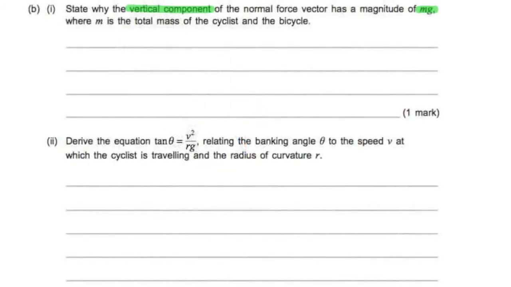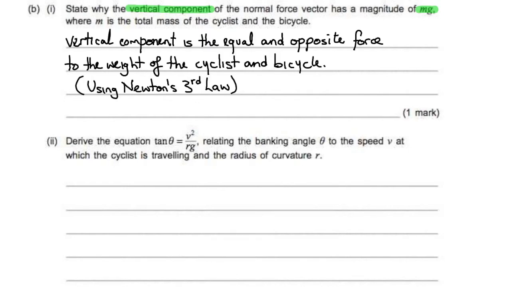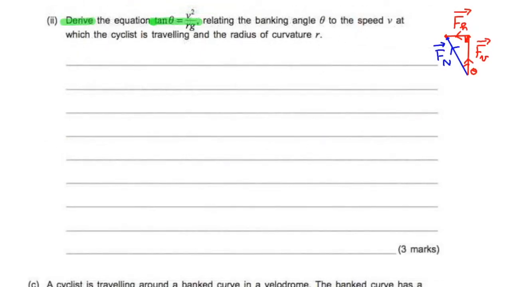Part B asks us to state why the vertical component of the normal force has a magnitude of mg. To answer this question, all we simply need to do is to state the fact that the vertical component is in fact going to be the equal and opposite force to the weight of the bike pushing down on the road. In other words, we are using Newton's third law.